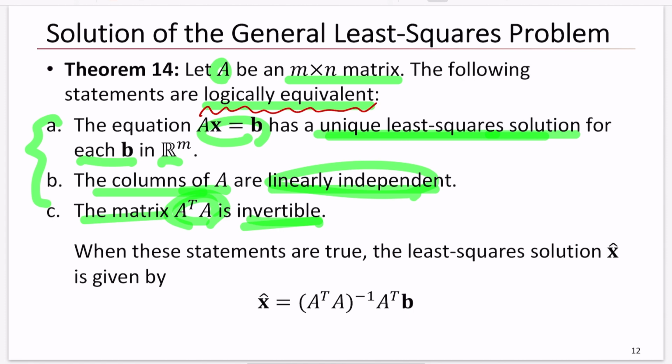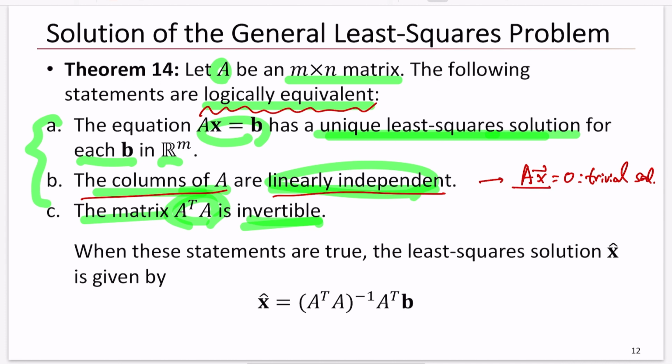Let's prove this today. First of all, the columns of matrix A being linearly independent means that Ax equals 0, I mean the homogeneous system, only has the trivial solution. Right.